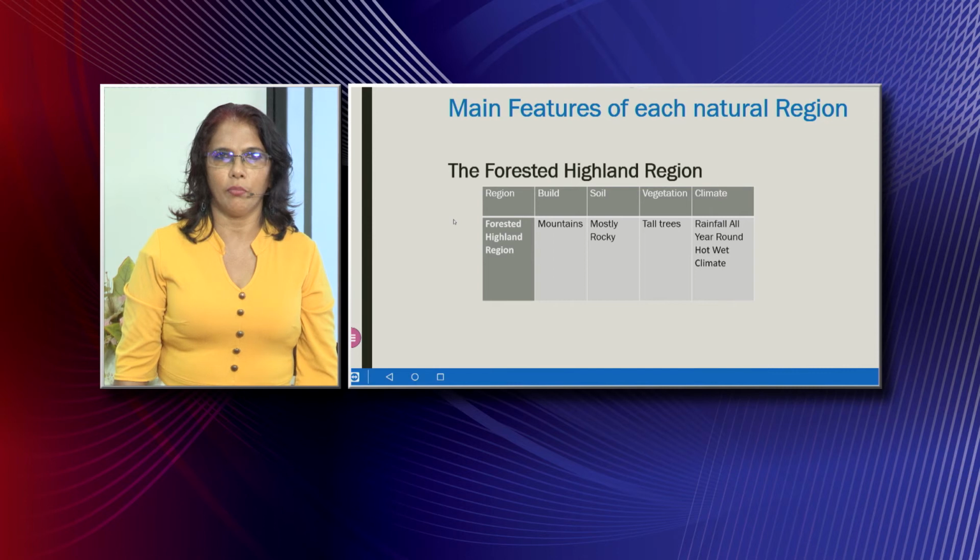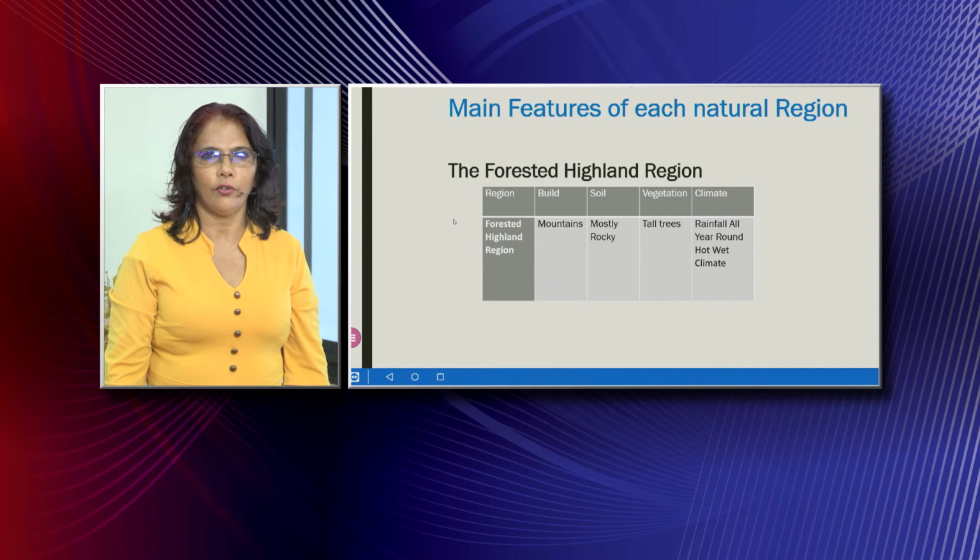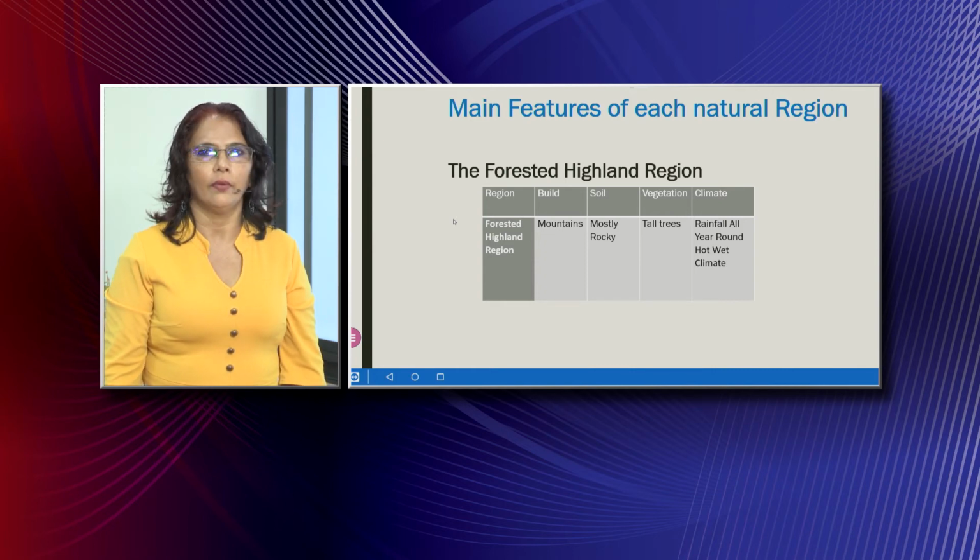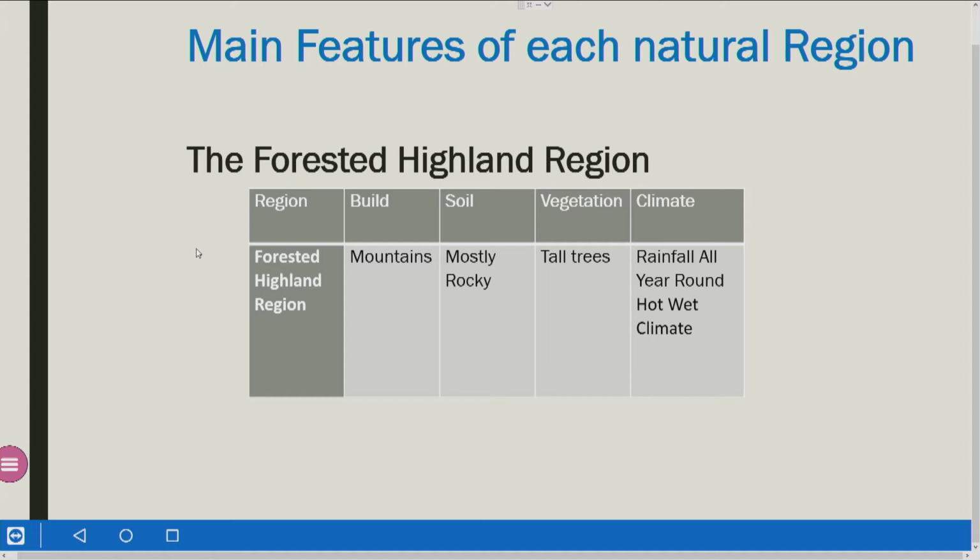We're continuing with the main features of each natural region, and this one is the forested highland region. The name of this natural region is the forested highland region. Build. As from the name, we can see that it's made up of highlands, which are the mountains. This part of our country has a lot of mountains. The soil is mostly rocky. Because of the mountains, the soil is mostly rocky.